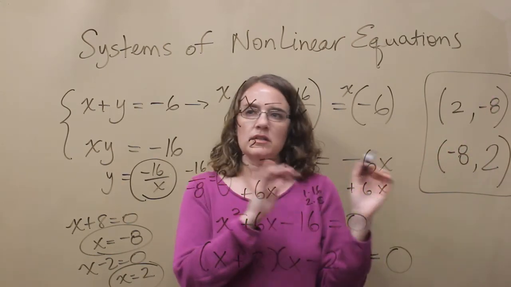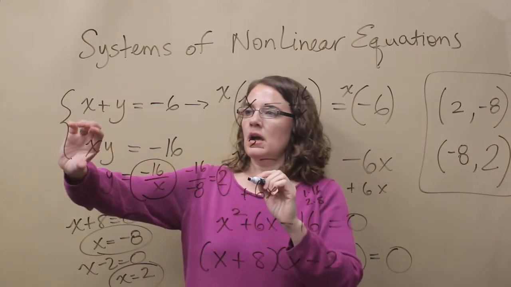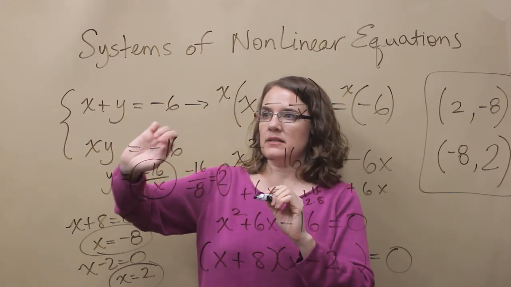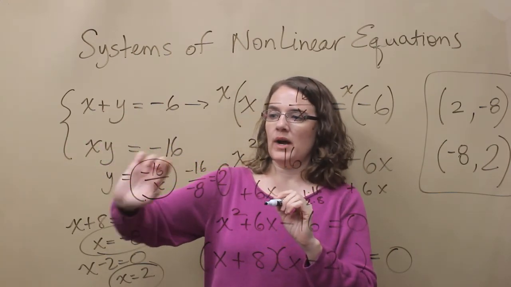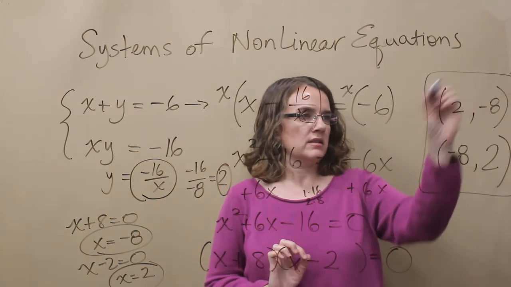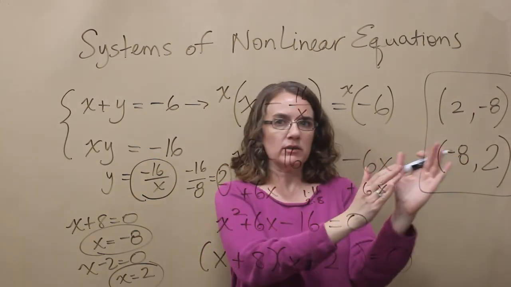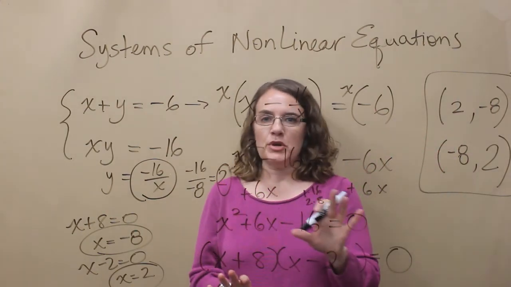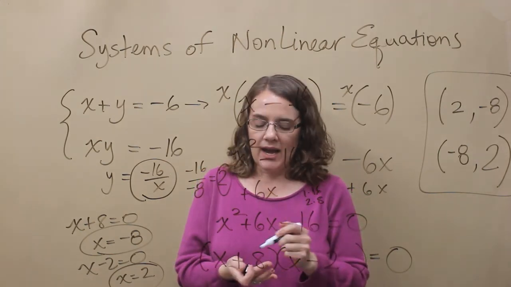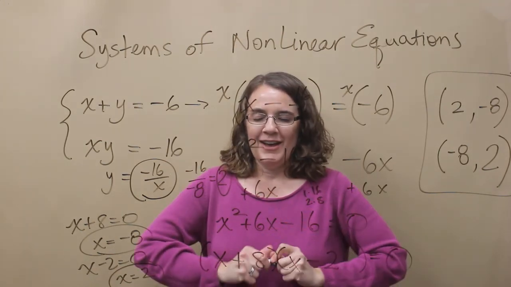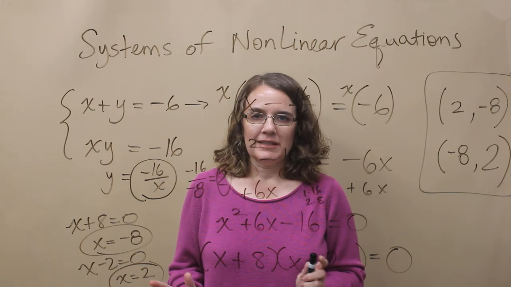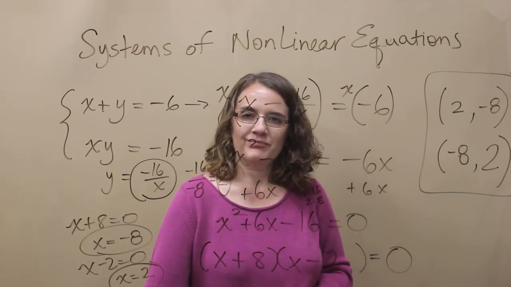So these are my answers. These are the 2 points that you're seeing when you graph out y is equal to negative x minus 6 and y is equal to negative 16 over x. You can either find them directly from your calculator or do this algebraic way. Personally, I prefer the calculator method, but it's completely up to you, whatever works best for you. Thanks.